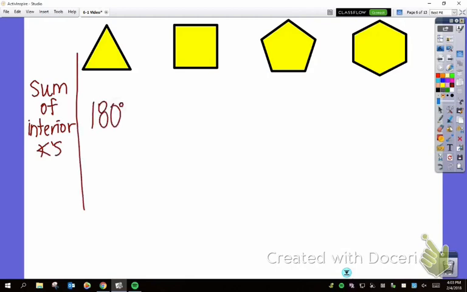Now, the easiest way to think about that is that a triangle is made up of only one triangle and there's 180 degrees. Now, if we move, and this has three sides, right? So three sides, 180 degrees. If we move to a square, this has four sides, and if I draw in a diagonal, now I have two triangles, which means I have 180 degrees up here, and I have 180 degrees down here. So I would have 360 degrees in a square.